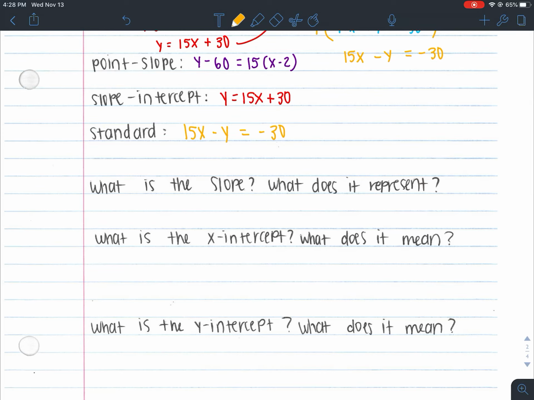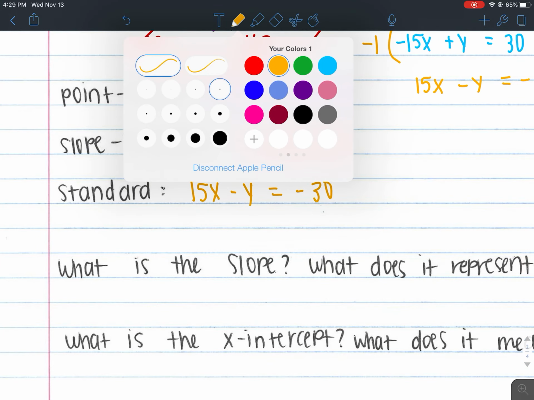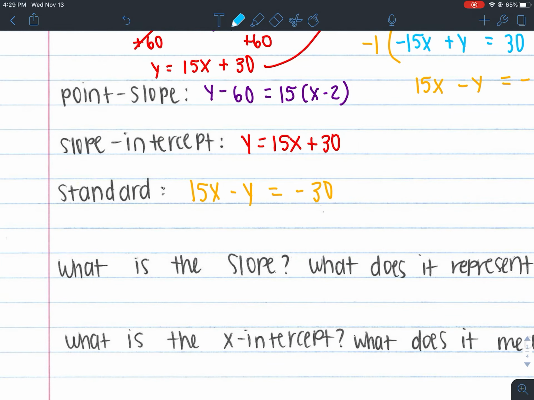All right, so here we go into the central question of when it is more useful to use some forms over other forms. So the first question is, what is the slope and what does it represent? Well, there are two forms out of the three that give me a slope. So let's see. Does point slope form give me slope? Yes. Does slope-intercept form give me slope? Yes, it's in the name. It says slope. Does standard form give me slope?